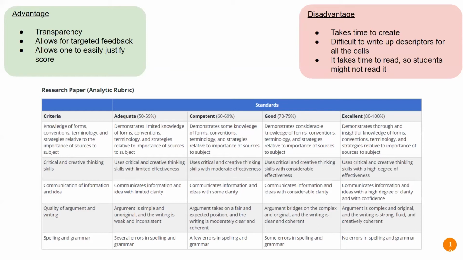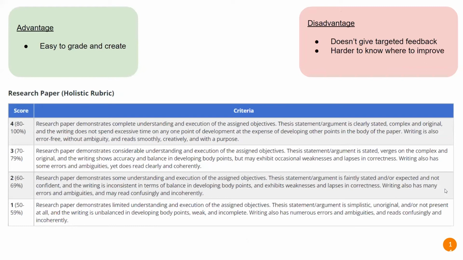Analytic rubric is also known as an instructional rubric, because this is the type of rubric that is actually encouraged, because if you provide this type of rubric to students, they can know where to improve. Whereas the next one, the holistic rubric, kind of lumps the criteria together. So this is more of a scoring rubric. So for the assessor, it's kind of easier because you just tick, so it's easy to grade and create. But as you see, it doesn't provide targeted feedback. And so in terms of instructional use, it's harder for students to know where to improve.